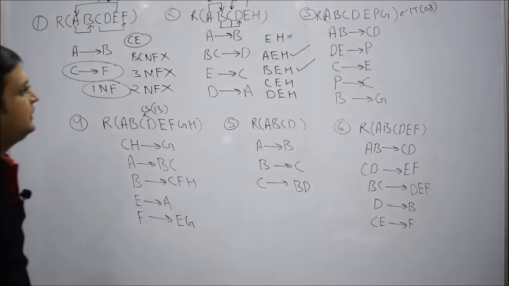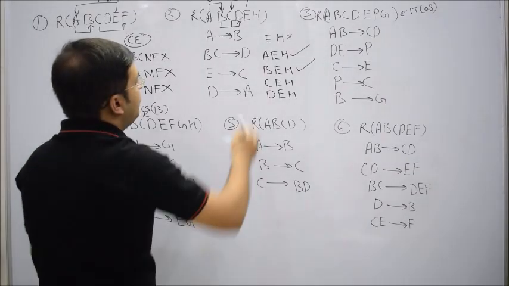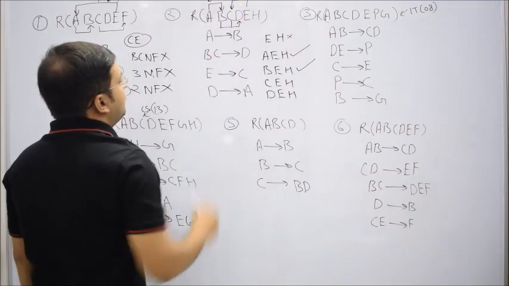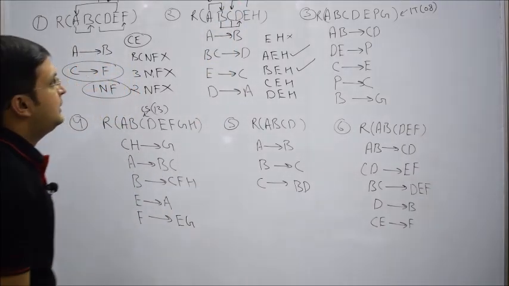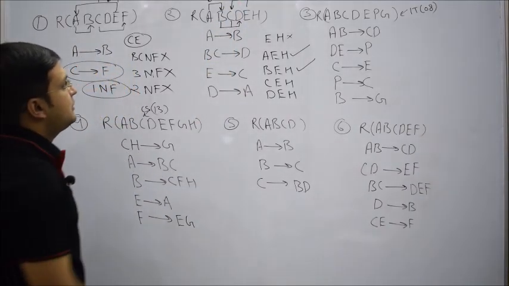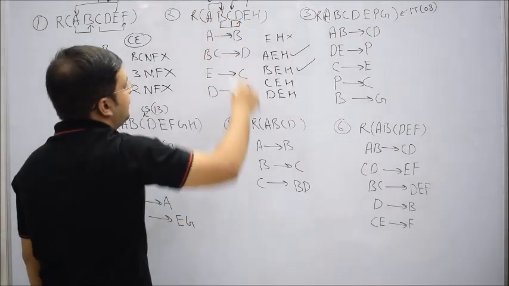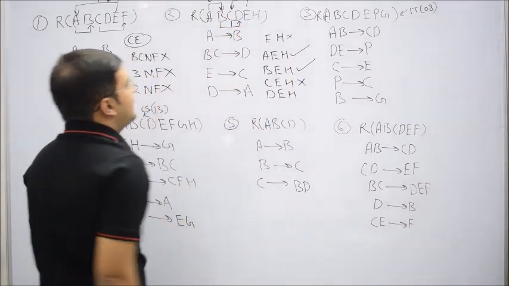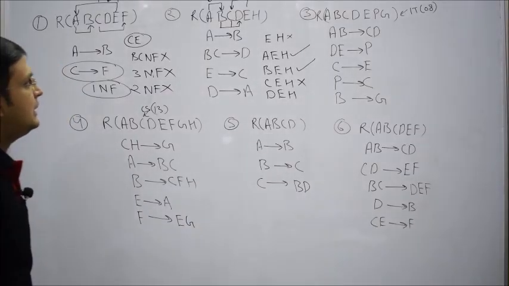Okay, let me check CEH. From D you can find what, from E you can find what, C, but again there is no advantage of having a C, because C itself cannot find D, so still it is not a candidate key. Okay, what about D, E and H?